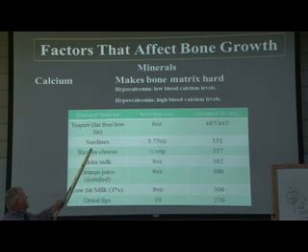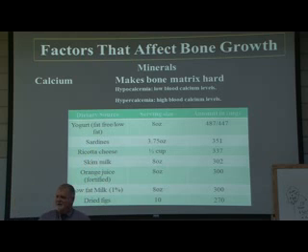So another excellent source of calcium would be sardines. Why sardines? Yeah, because they're pressure cooked with their bones, and you're ingesting their bones. So now a really good breakfast would be yogurt and sardines.